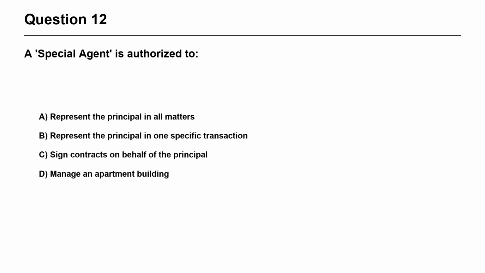Question 12. A special agent is authorized to A, represent the principal in all matters. B, represent the principal in one specific transaction. C, sign contracts on behalf of the principal. Or D, manage an apartment building. The correct answer is B, represent the principal in one specific transaction. Real estate brokers are typically special agents hired for a single sale.